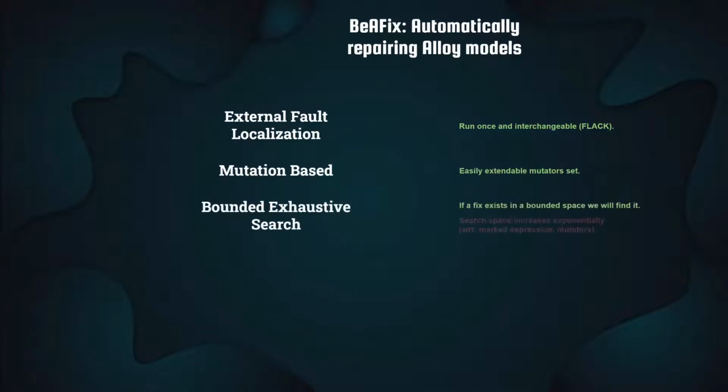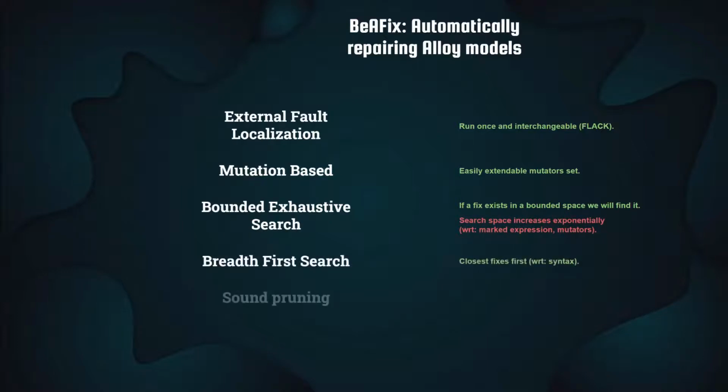To summarize our technique, we mentioned that expressions to be mutated are defined or marked once at the start of the repair process. We rely on external fault localization tools for this; particularly, we use FLAG, a new technique for fault localization in Alloy models based on differences between assertions, counterexamples, and satisfying instances. Ours is a mutation-based repair technique with a parameterized set of operators that can be changed without much difficulty.